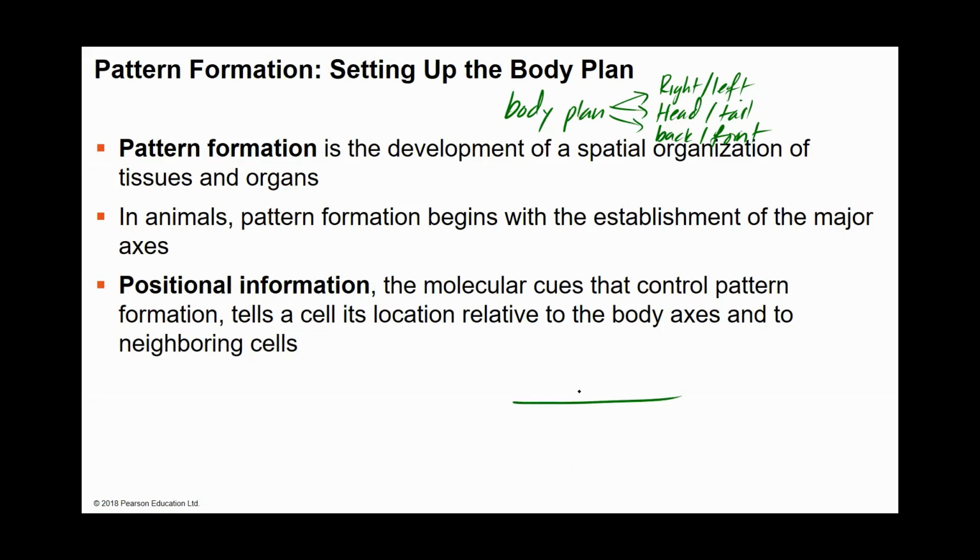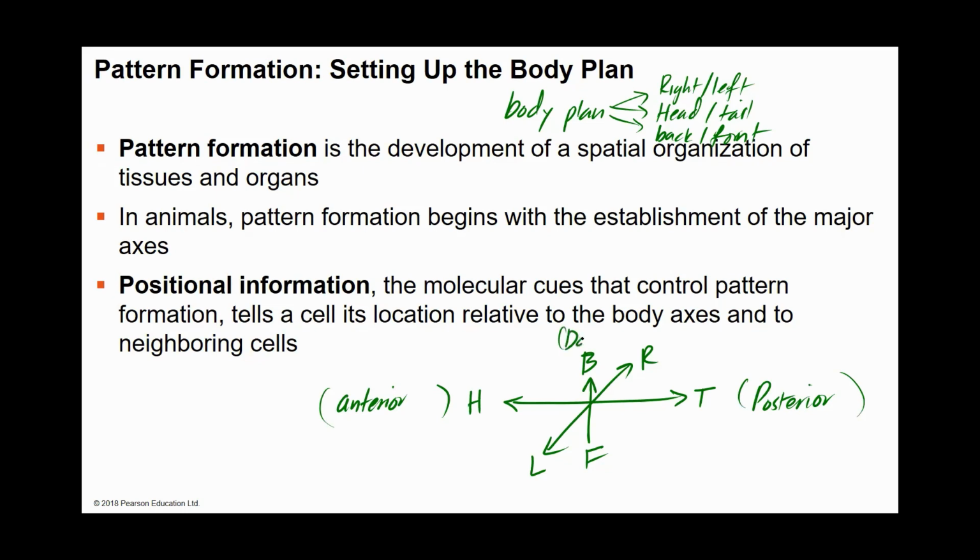Okay, so we have the body plans. Let's say we have right, left, head, tail, and then back and front. Or we could say this is anterior and this is posterior, and the back is basically dorsal. This is the scientific name, and the front is ventral, or belly.